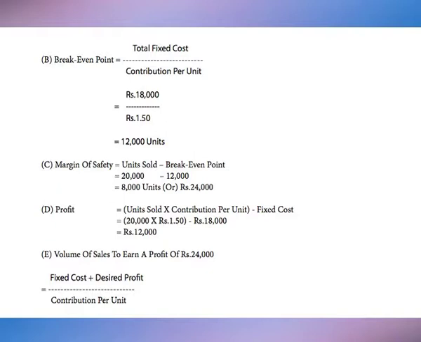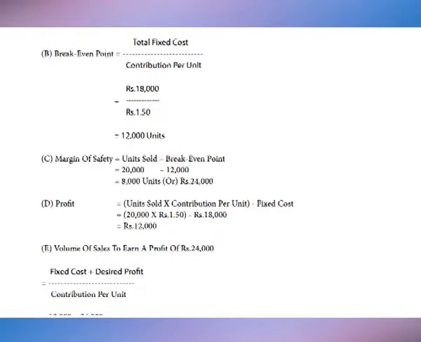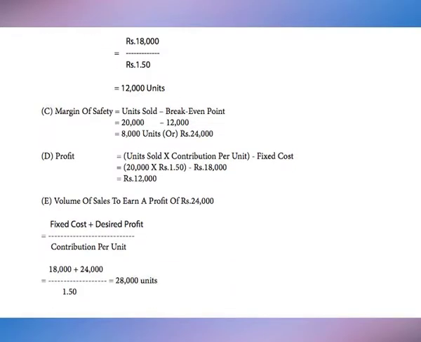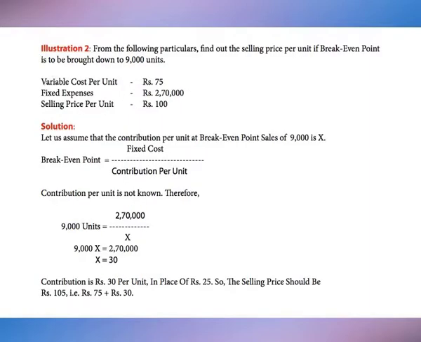D. Profit is equal to units sold multiplied by contribution per unit minus the fixed cost, which is equal to 20,000 into rupees 1.50 minus rupees 18,000, which is equivalent to rupees 12,000. E. Volume of sales to earn a profit of rupees 24,000, which is equal to fixed cost plus desired profit divided by contribution per unit, which is equivalent to 18,000 plus 24,000 divided by 1.50, which is equal to 28,000 units.